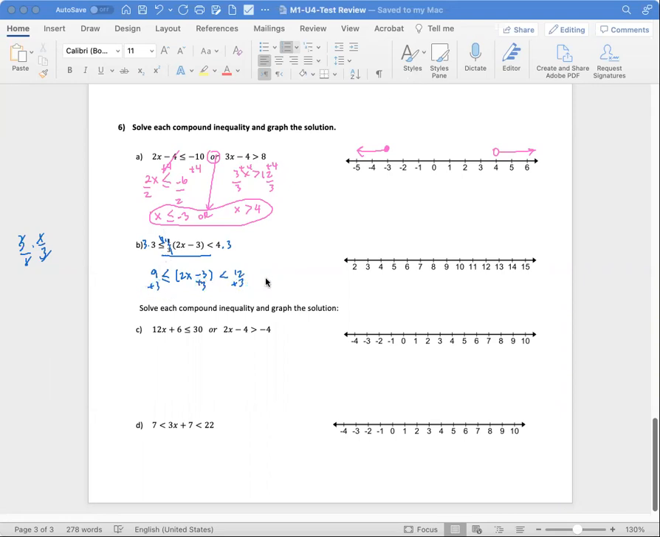Now, 9 plus 3 is 12, which is less than or equal to 2x, which is less than 15. And then you divide everything by 2.